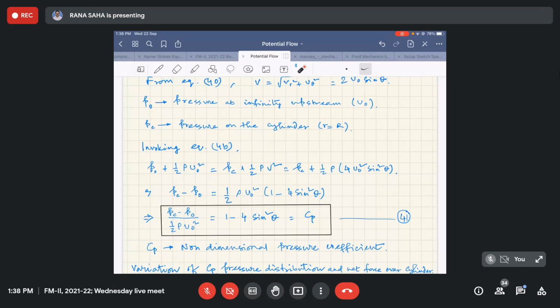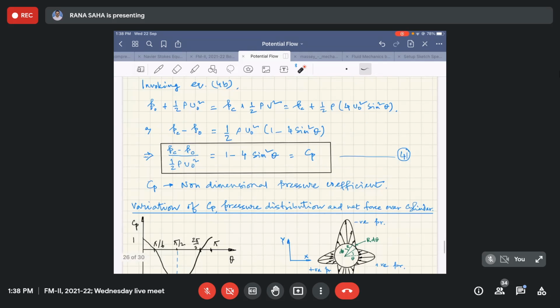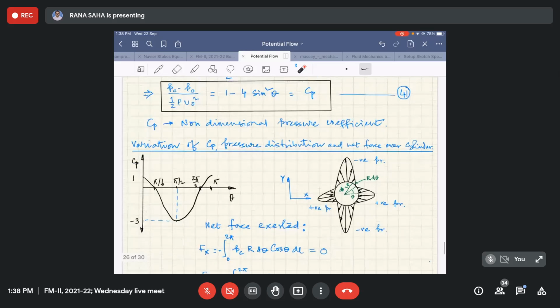So in that sense, the pressure on the cylinder at r equals capital R has been obtained, and then we got a coefficient, basically a non-dimensional coefficient. In fluid mechanics, we frequently do this kind of non-dimensionalization for having a generalized feature of certain phenomena. So here also this kind of treatment has been done. That is actually known as the pressure coefficient, CP.